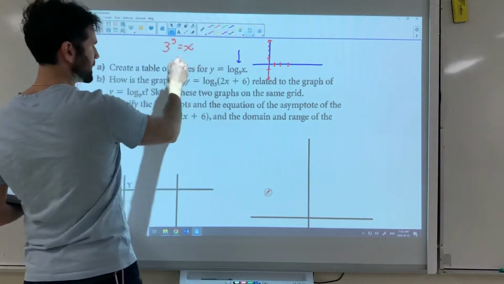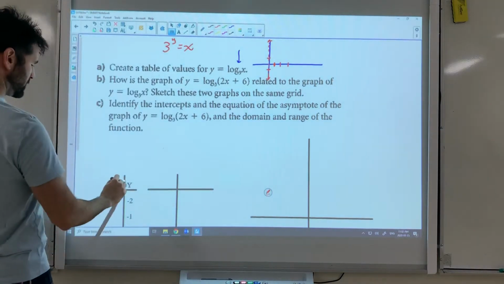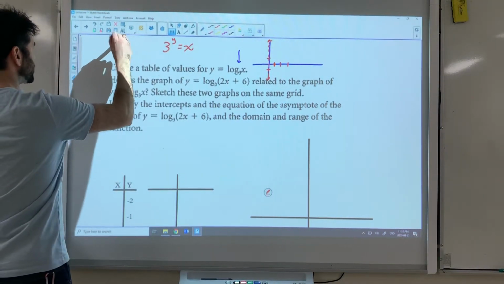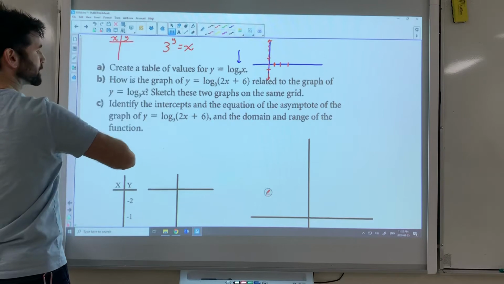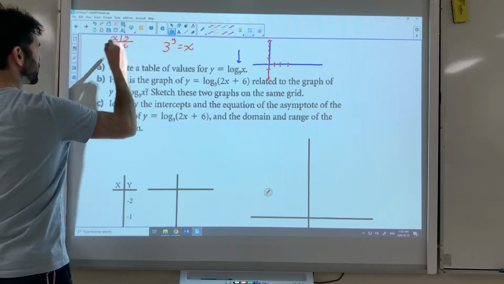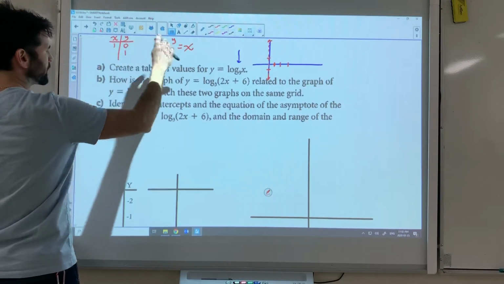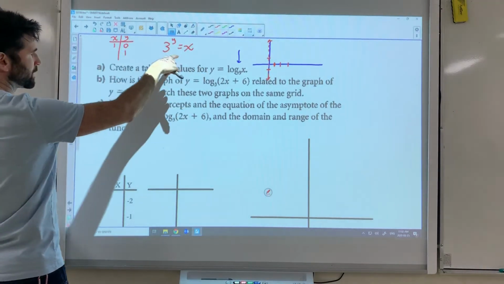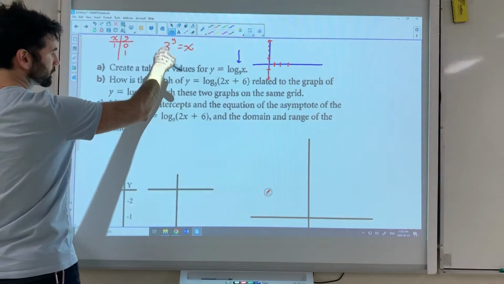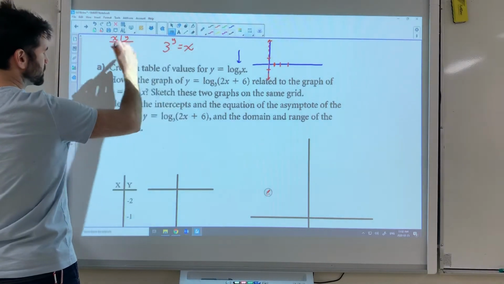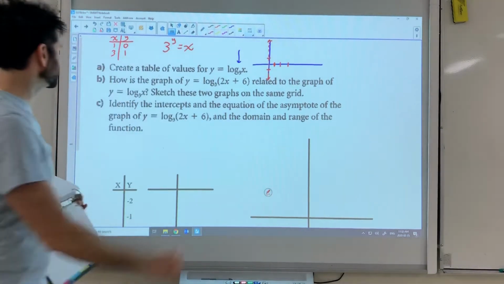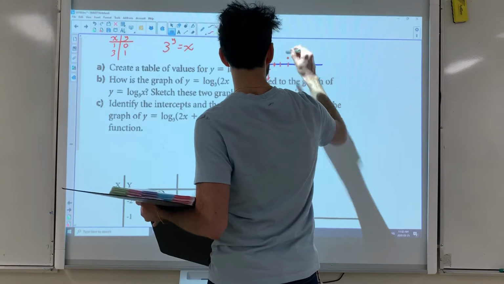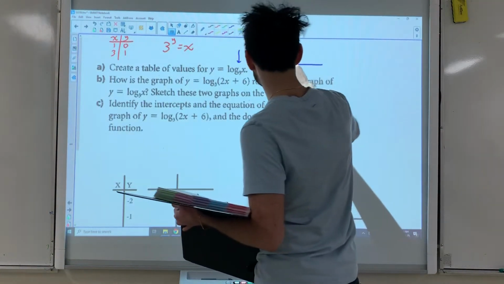So looking at this, maybe we can make our table of values over here. We already know that when x is 1, y is 0. Well, why not plug in y equal 1? Remember, when you're doing the inverse, you're plugging in the y value. So if y is 1, you get 3 to the 1 equals x. So the point (3, 1) is on the graph: 3 for x, 1 for y. That's actually enough to do the sketch.